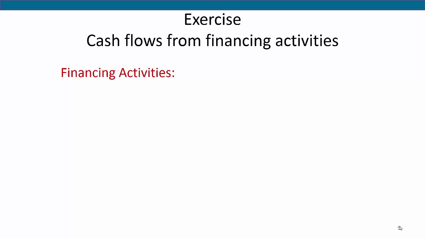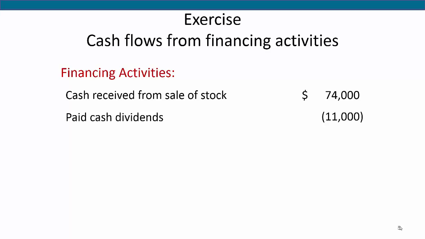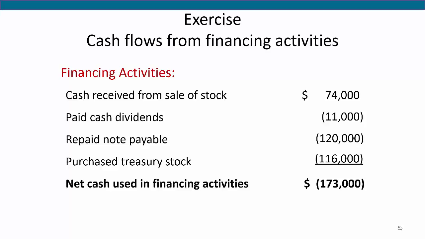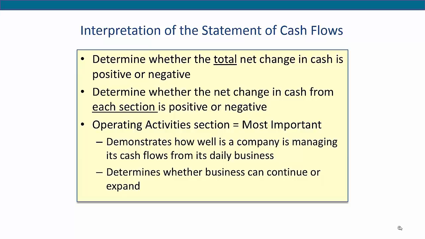We will prepare the financing section first by reporting the cash received from the sale of stock of $74,000. Then we report cash outflows for the payment of dividends of $11,000, the repayment of notes payable of $120,000, and the purchase of treasury stock of $116,000. Add them up to get the net cash used in financing activities of $173,000. So what does all of this cash flow information mean?